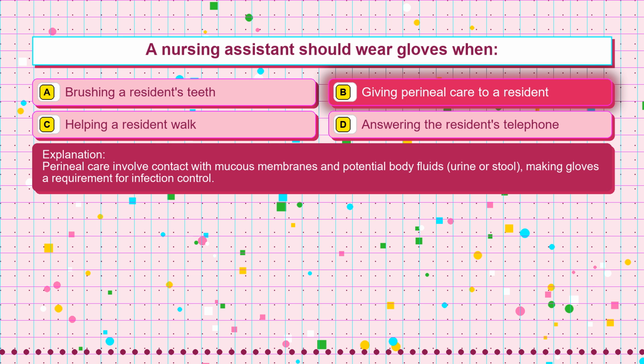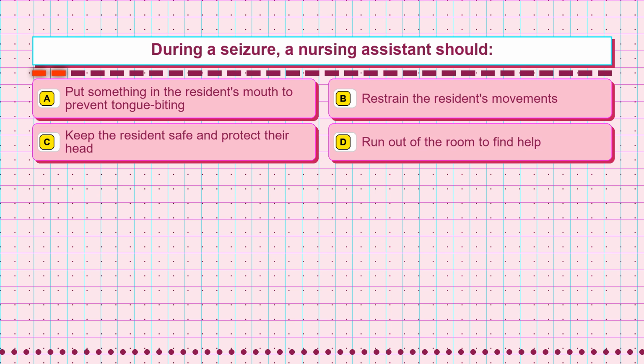Question 71. During a seizure, a nursing assistant should: Option A, put something in the resident's mouth to prevent tongue biting. Option B, restrain the resident's movements. Option C, keep the resident safe and protect their head. Option D, run out of the room to find help.